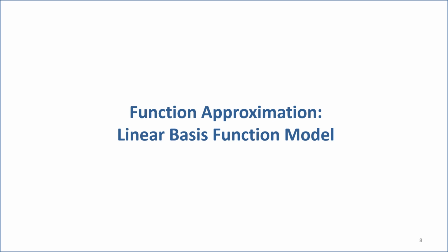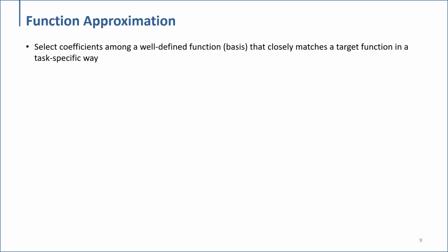So that's the topic about overfitting, and from now on we will discuss function approximation, which is also called a linear basis function model. Approximation is kind of selecting coefficients among a well-defined function, which we call a basis, that closely matches a target function in a task-specific way. And this is actually exactly what we have done in polynomial regression.